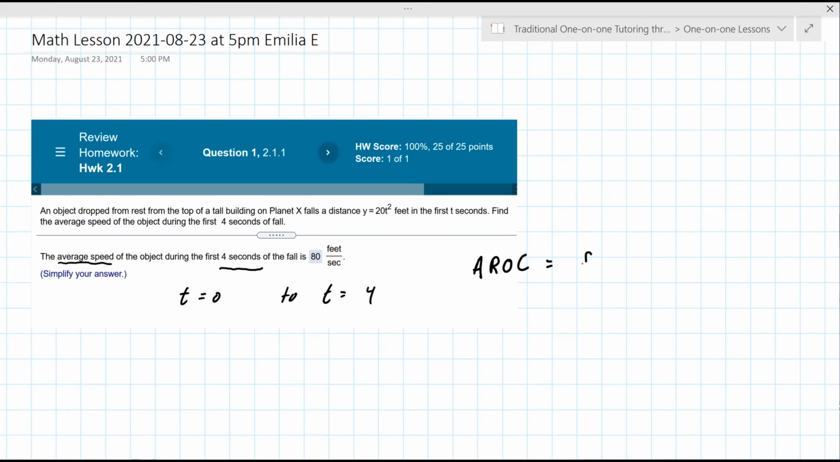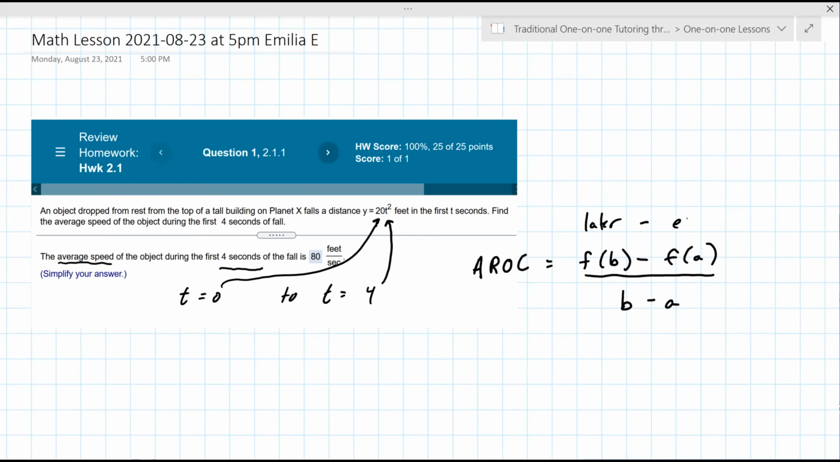So there's f of b minus f of a over b minus a. And you might see something similar, but it's essentially you evaluate the function at 4. That's this part, this first part. Then you evaluate it at the other number. So it's like later minus earlier over the difference in the times.